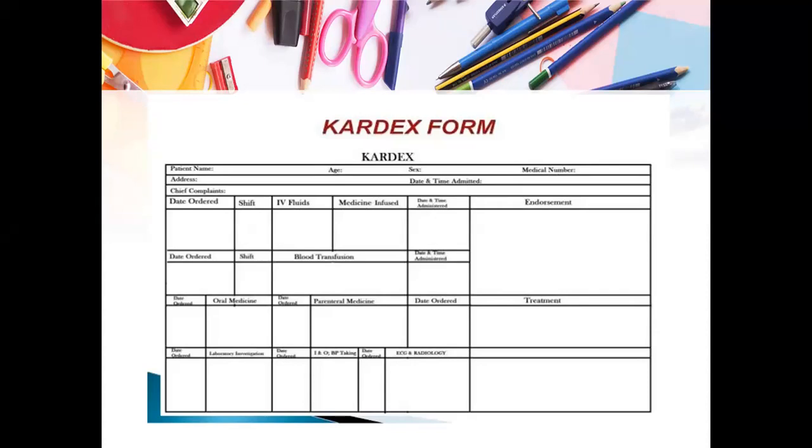So it's very easy to get the information. It means within minutes you'll be able to get all the details about the particular patient: when he was admitted, what medication was given, what the future plan is. All this we can get in one go. As you can see from here, we have the patient name, his address, his medical number, meaning the IPD number, then date and time when he was admitted, the chief complaints, then the date ordered, the shift, which can be morning shift or evening shift, then the IV fluids he's getting, what medicine has been infused, and the date and time when it was administered.